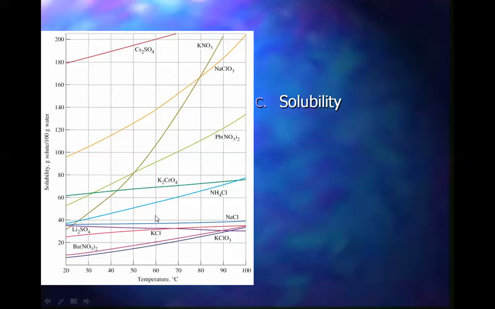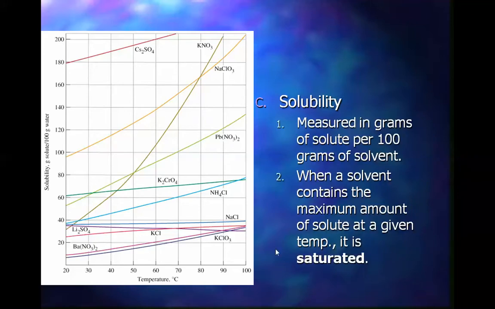So you can ask questions like, at 60 degrees, how much sodium chlorate will dissolve in 100 grams of water? Okay, so you could go to 60 degrees, you go up to the line that represents sodium chlorate, and there you go. You can say, oh, that's about 138-ish, all right?